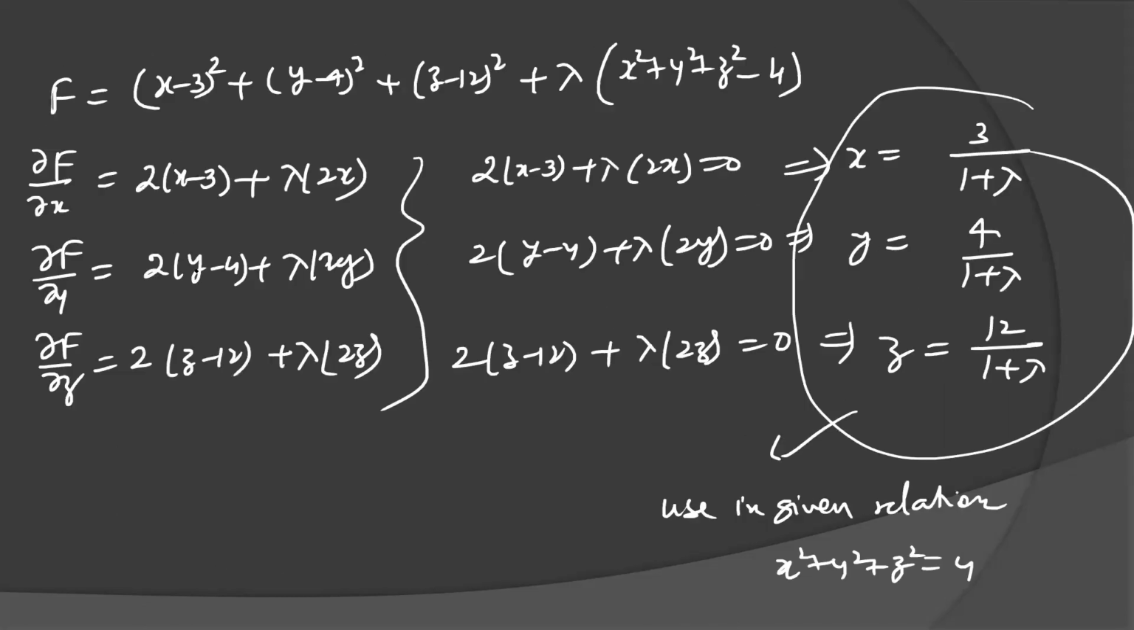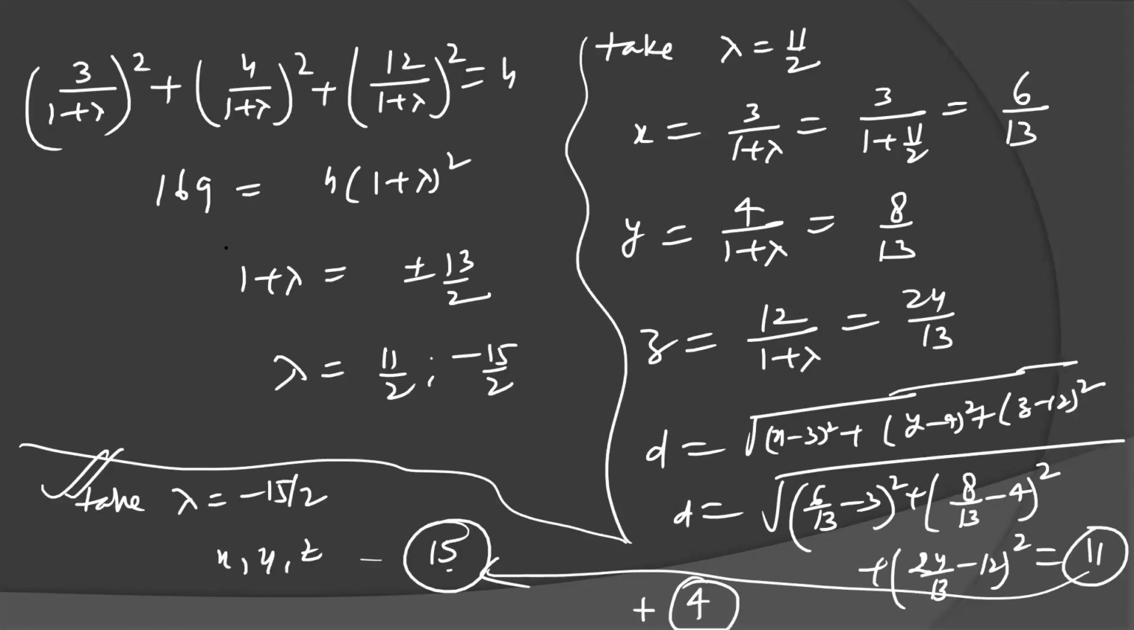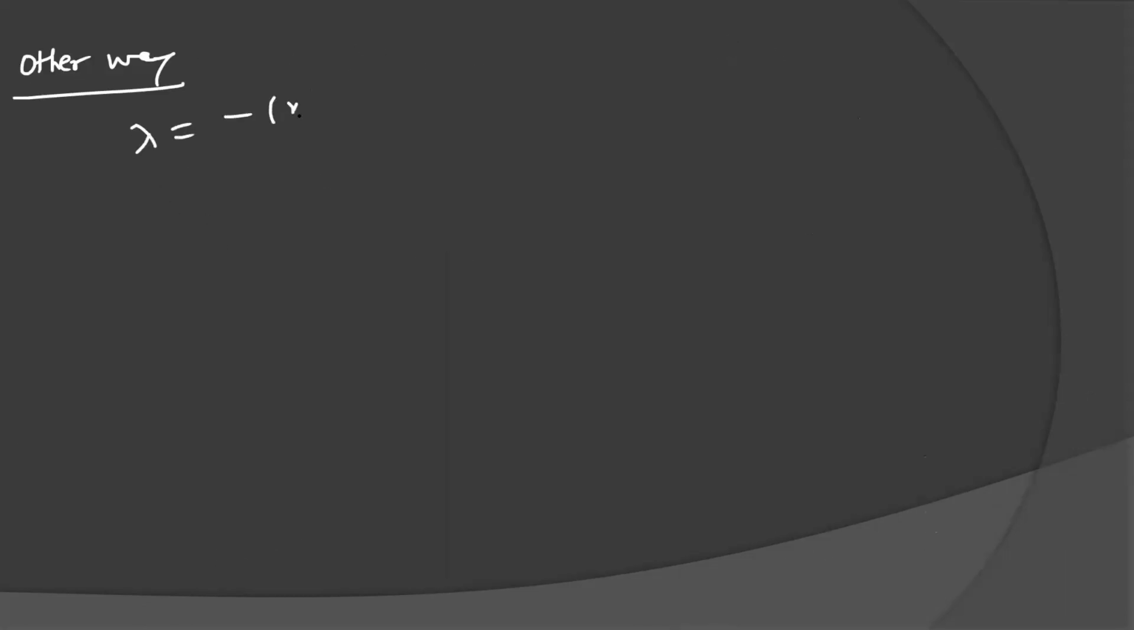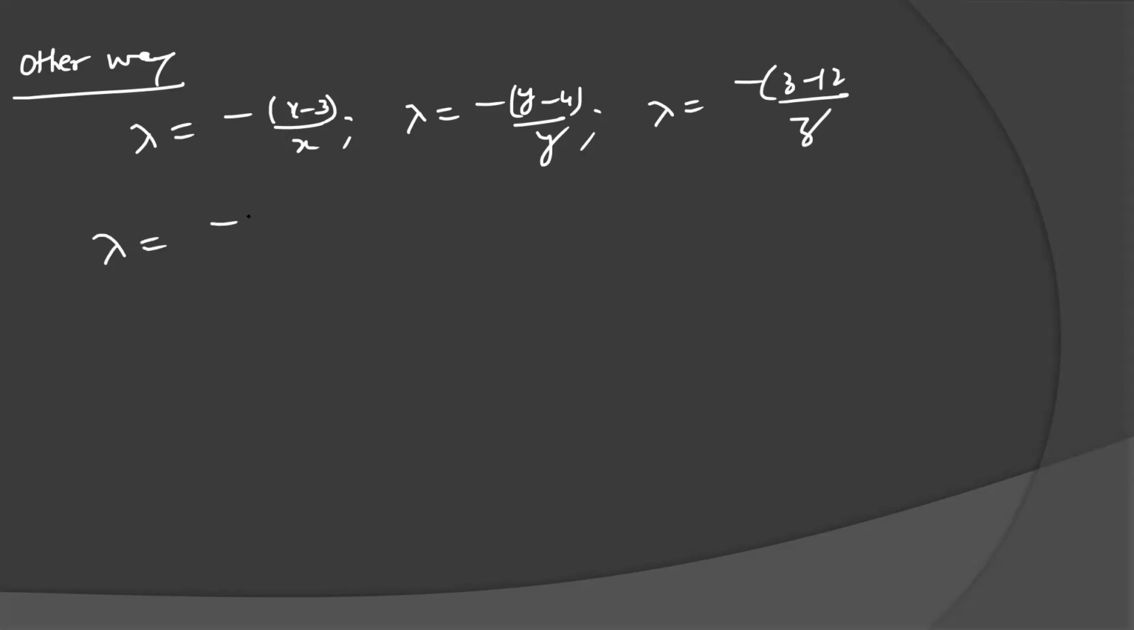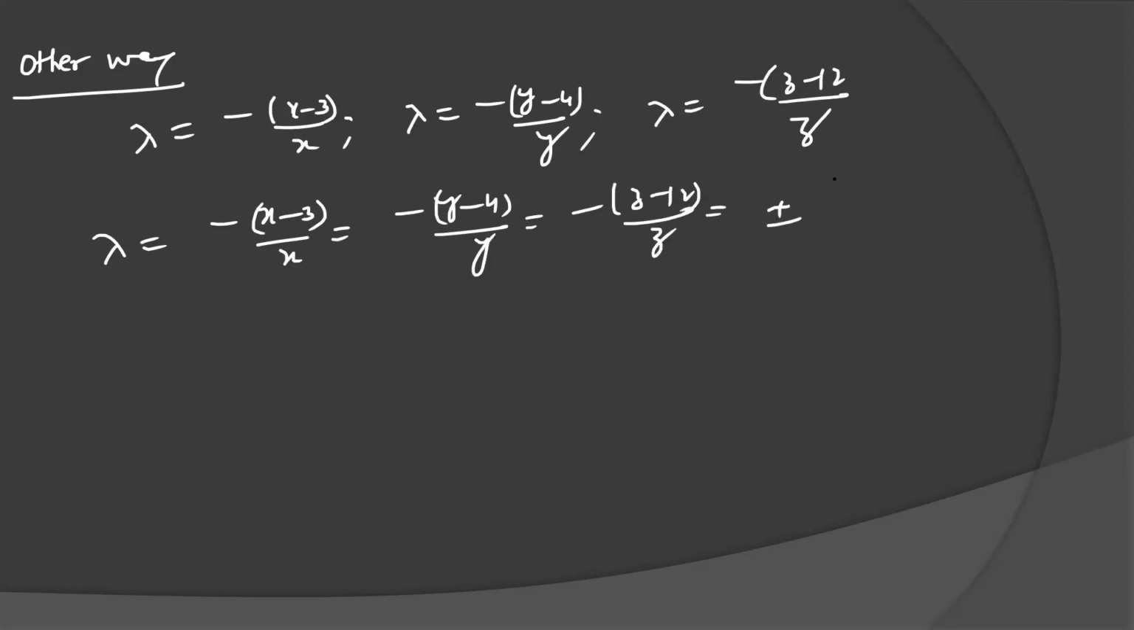The next method is very easy. Some people also use another technique. You have a relation between x, y, z like this. So if you find lambda is equal to minus (x minus 3) by x, lambda is equal to minus (y minus 4) by y, and lambda is equal to minus (z minus 12) by z. You can see that if you compare these, (x minus 3) by x, (y minus 4) by y, and (z minus 12) by z, this is equal to plus minus.